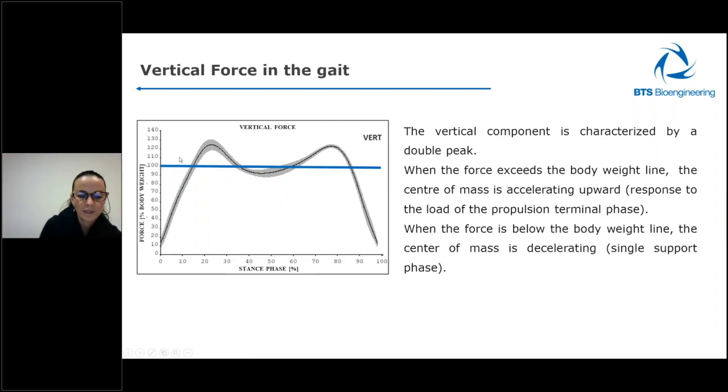When the force exceeds the line of the body weight, the center of body mass is accelerating, and this happens during the loading response, and during the terminal phase of the propulsion. However, when the force is below the body weight line, the center of mass is decelerating, and this happens during the central phase of the single support.